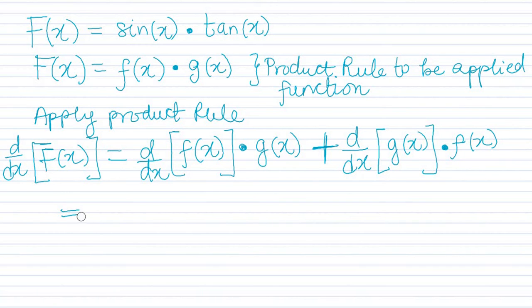Before we start solving, we have to identify what f of x is in this question. Let's go up top. F of x is going to be sine x. Using the general formula, we know that f of x is equal to sine x, and then g of x equals tan x.